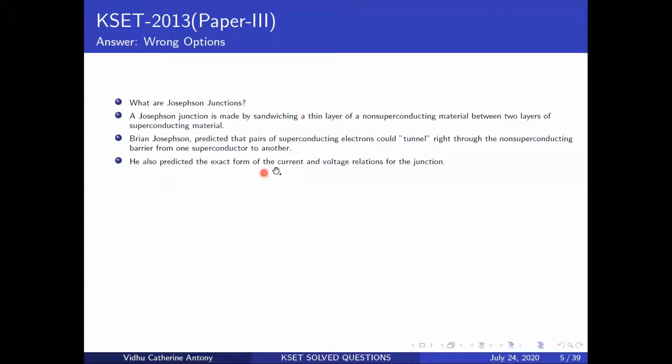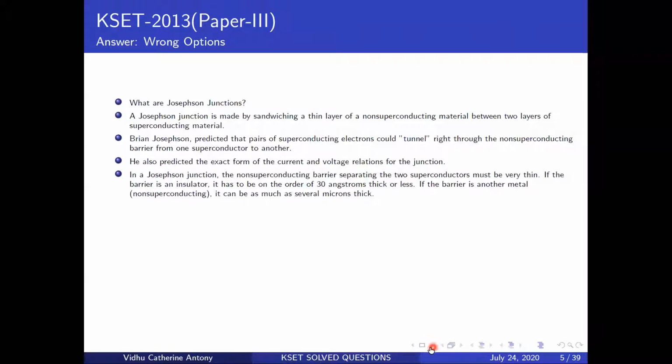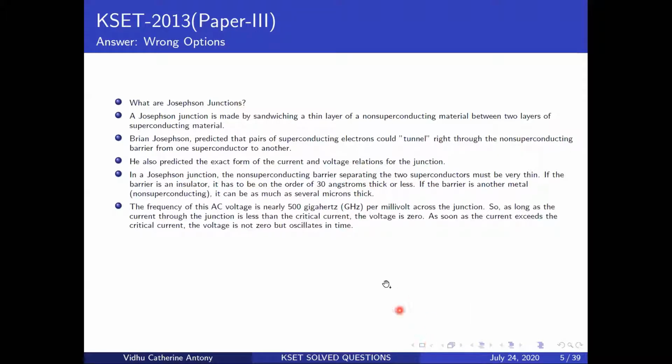He also predicted the exact form of the current and voltage relations for this junction. So this is what I told you about. It can be an insulator, a dielectric, or another metal. If it's another metal, it can be thicker. If it's an insulator, it has to be thinner. Now this is a general standard.